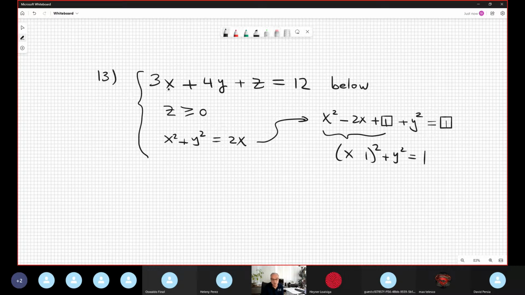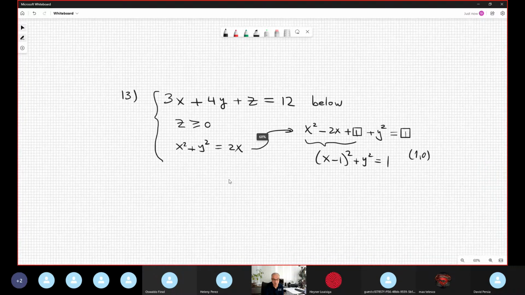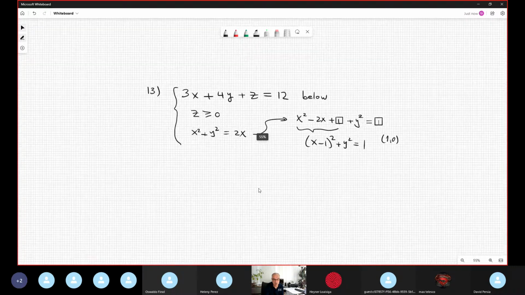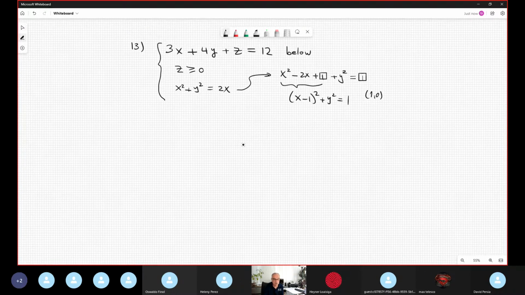So this is the cylinder in 3D, the cylinder with the center located at the point (1,0). Okay, let me try to understand the picture. The picture is a 3D picture.